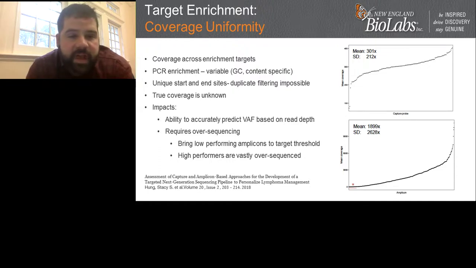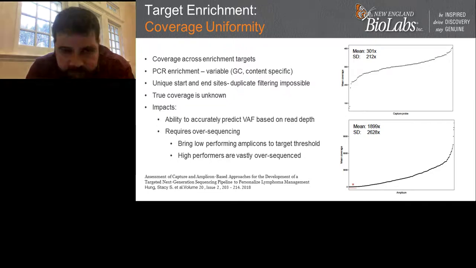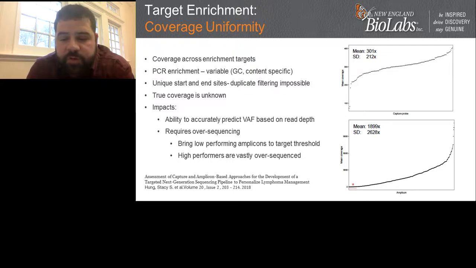And that is going to have an impact on what you actually are able to do in terms of trusting the variant allele frequencies you're trying to predict, the fact that it's going to require over sequencing. So for your high performing amplicons, you're going to end up sequencing those to really high sequencing depths if you have uneven coverage to get your lower performing targets up to the minimum threshold where you can reliably call variants over the frequency that's needed. So it's just an important factor to understand as you're thinking about the strategy to choose.